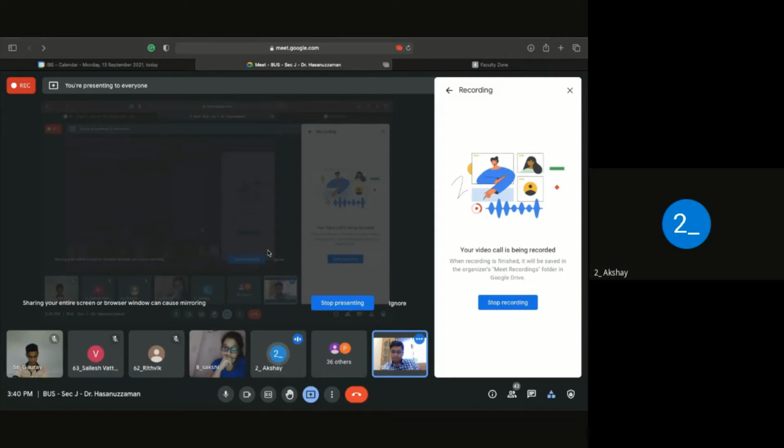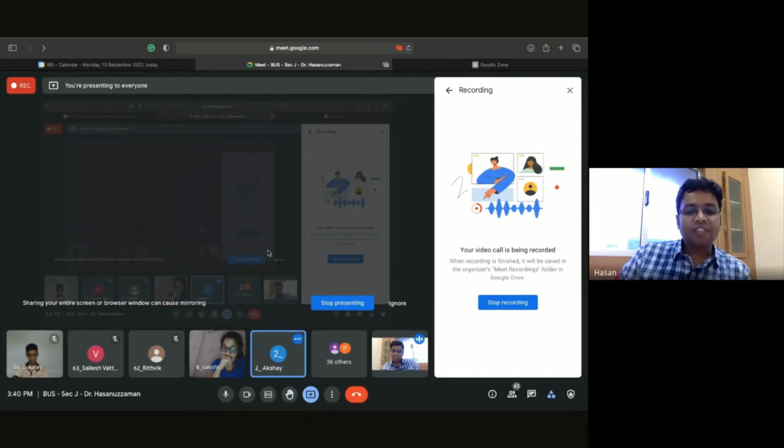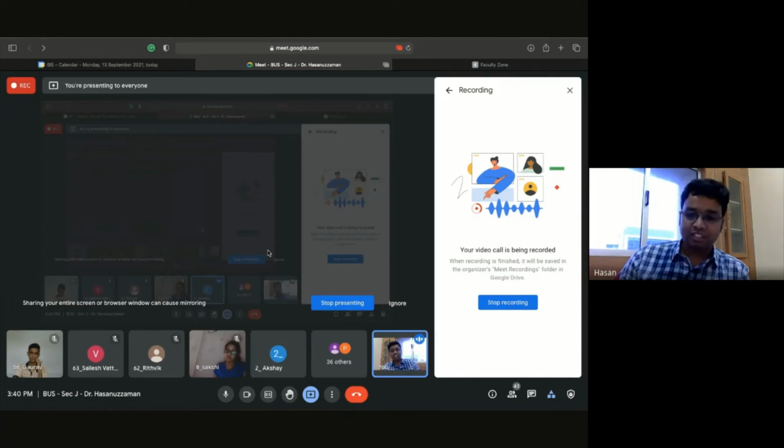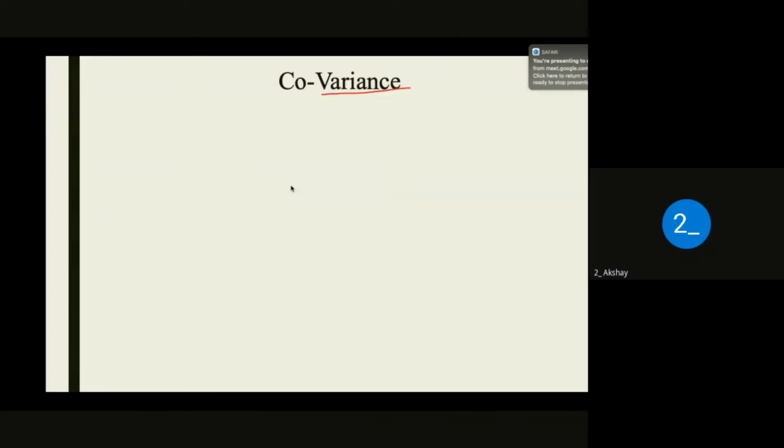Square of standard deviation. Yes, very good. But how do you compute this variance? Akshay, what is the formula to compute the variance? It's x minus x bar, the whole square, upon n. Yes, very good.